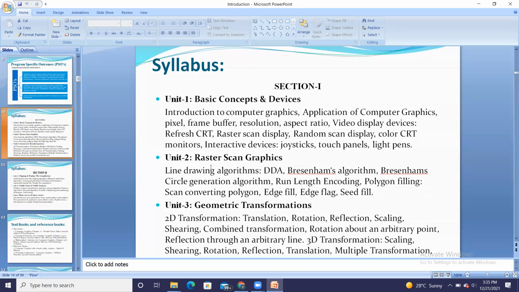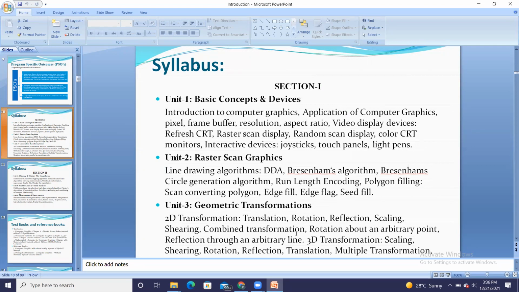Then second unit starts with raster scan graphics, where actually algorithm starts. So here we are having the line drawing algorithm, DDA, and Bresenham's line drawing algorithm. Similarly, Bresenham's circle drawing algorithm or circle generation algorithm is there. Then run length encoding, and in polygon filling, we are having total 3 algorithms: edge fill, edge flag, and seed fill. So these are the 3 algorithms for polygon filling that we are going to learn.